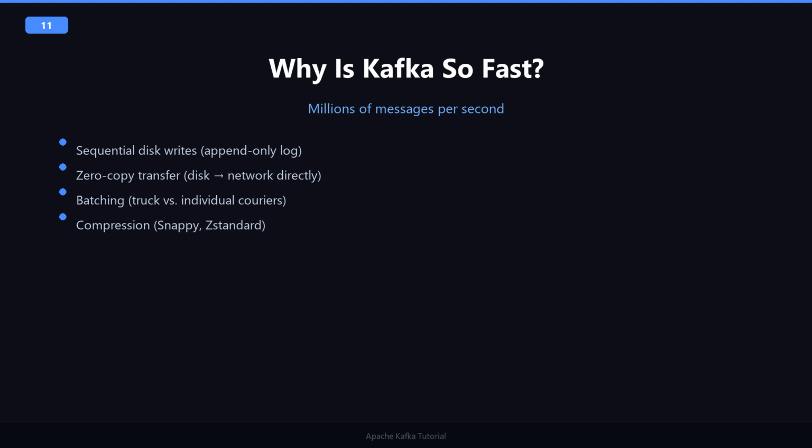Second, Kafka uses zero-copy transfer. It tells the operating system to send data directly from the disk to the network socket. No unnecessary copying. Third, batching. Instead of sending one message at a time, Kafka groups messages into batches. It's like shipping 100 packages in one truck instead of sending 100 individual couriers. And fourth, compression. Kafka compresses batches of messages, reducing the data that travels over the network. Put it all together, and Kafka achieves throughput that's orders of magnitude higher than traditional message queues.